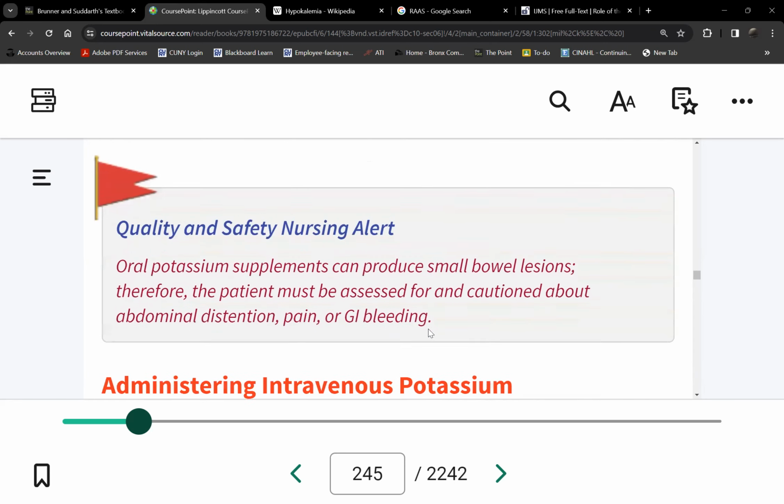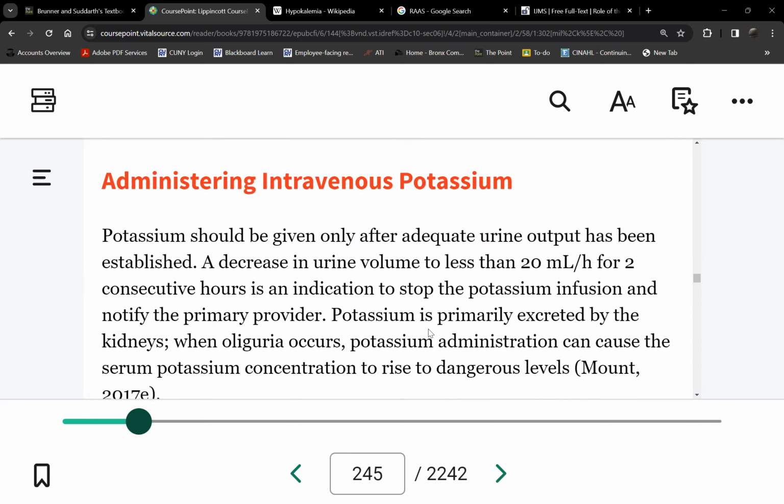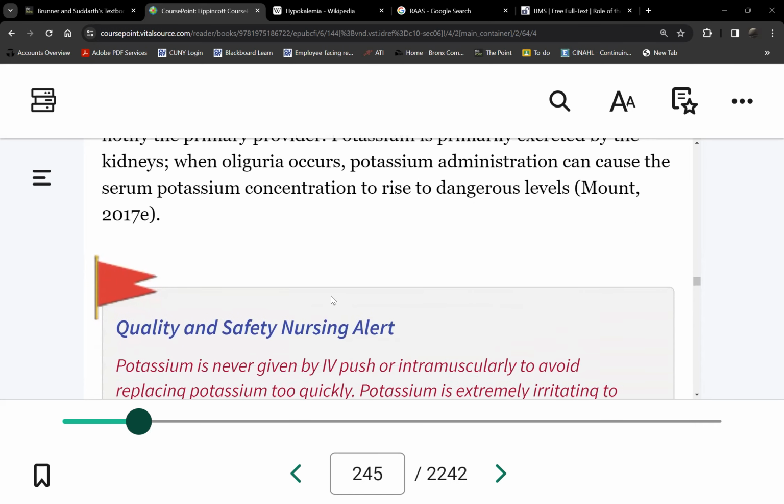So oral again, and then for IV, here's the warning. Now, I know this says here 20 ml per hour, but this is referring to the urine output. So a decrease in urine volume to less than 20 ml per hour, is it safe again to give potassium? Because what is this evidence of? Kidney injury. Kidneys aren't working. So is it safe to give potassium? No, because you can have hyperkalemia as a result.